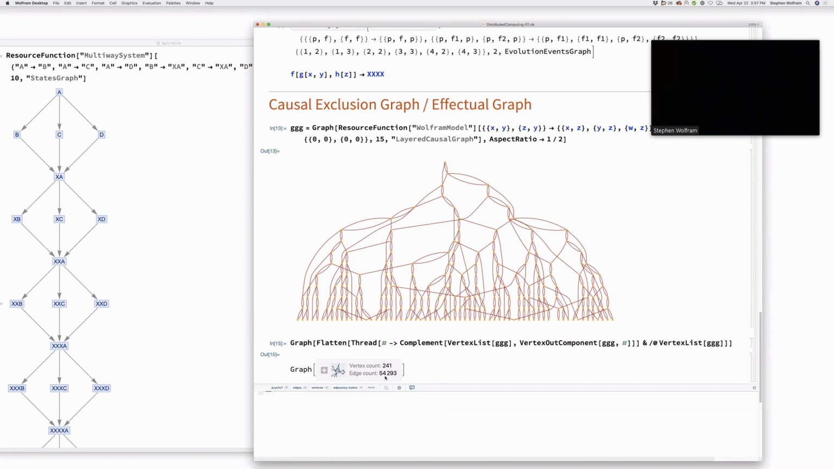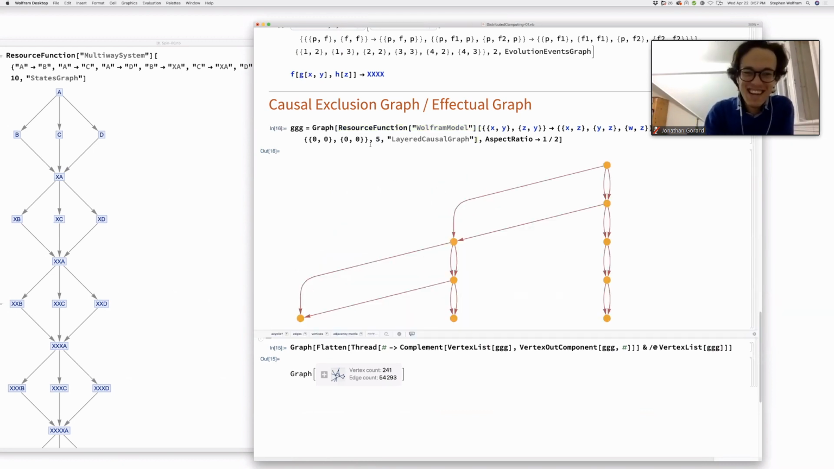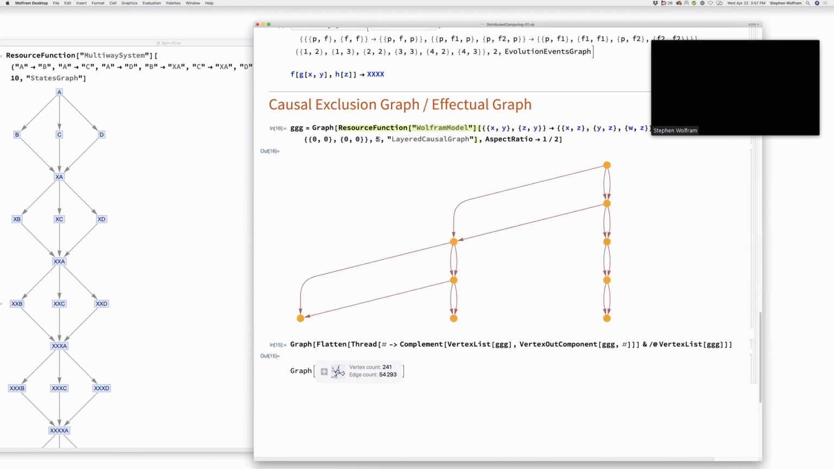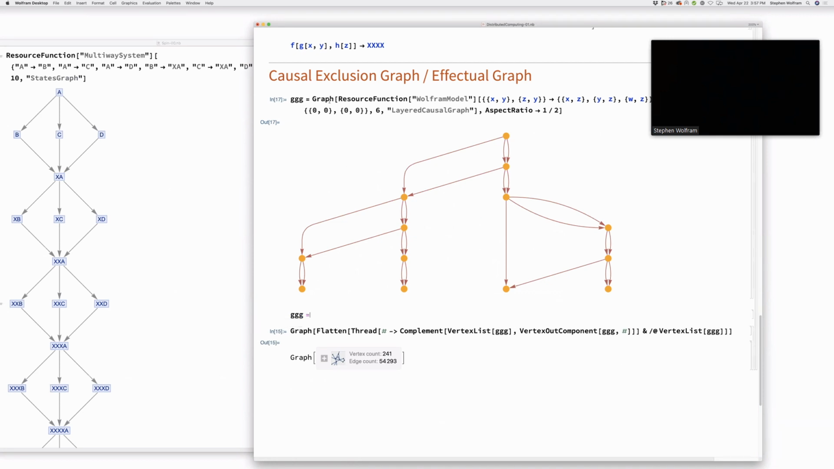Oh my God, it's got 52,000 edges. I think we need to try a simpler case. Well, I'll tell you what, let's try the minimal case of a grid graph. Does anybody know how we get a grid graph out of this? We can do that with the sorting thing, right?